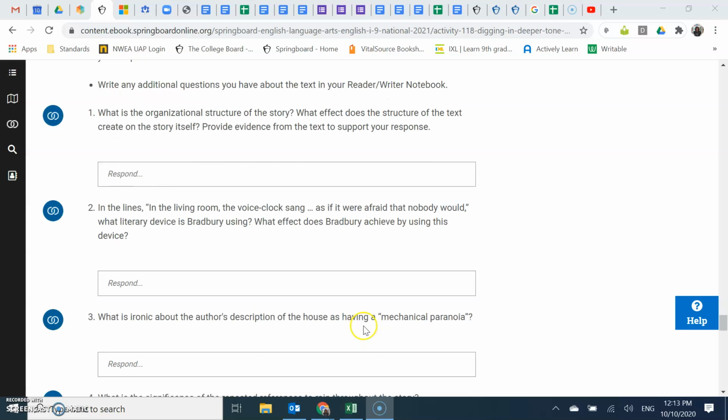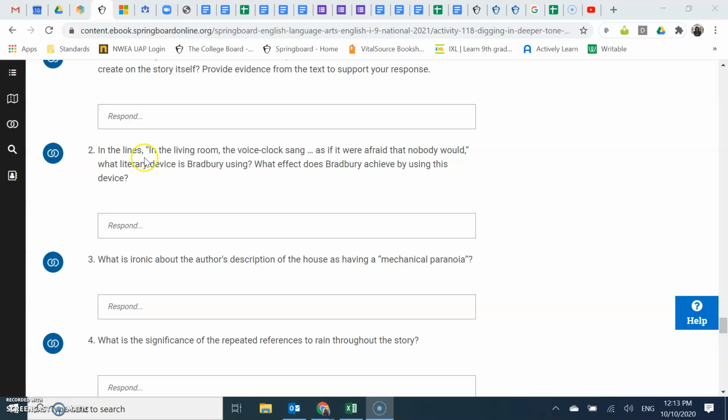Okay, number two. In the lines, "In the living room, the voice clock sang as if it were afraid that nobody would," what literary device is he using? And then what effect does he achieve by using this particular device? So when we're talking about literary devices, we're talking about things like metaphors, similes, personification, onomatopoeia.